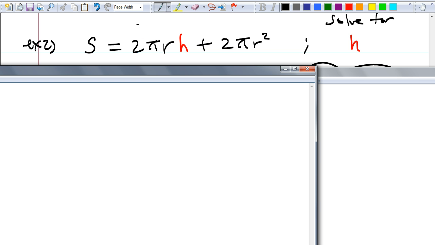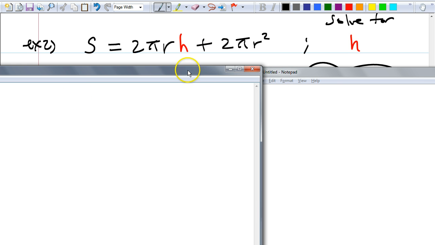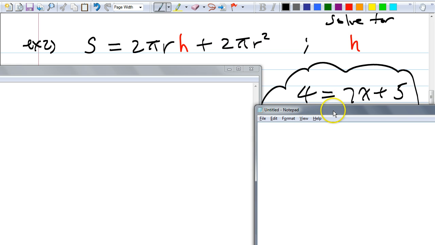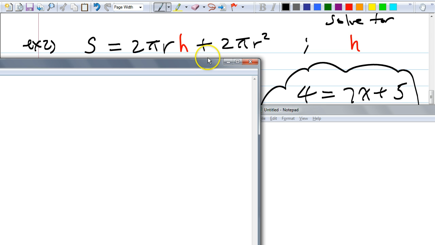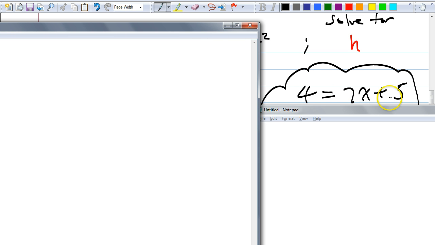Before you do this, let me ask you this question. Do you know how to solve this? 4 equals 7x plus 5. Let's hide this for a second. You know how to solve this equation, don't you? What would you do, Carolyn? If I want to solve for x, you will first do what? Subtract 4 from each side. You can't do that. You want to get x by itself, don't you?